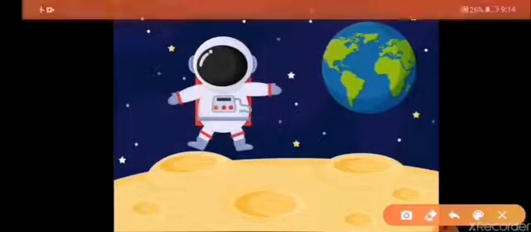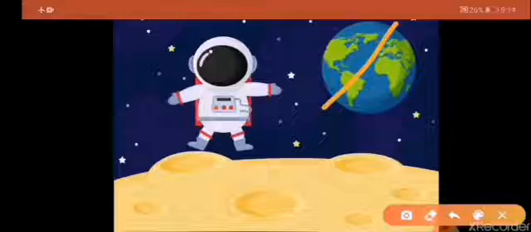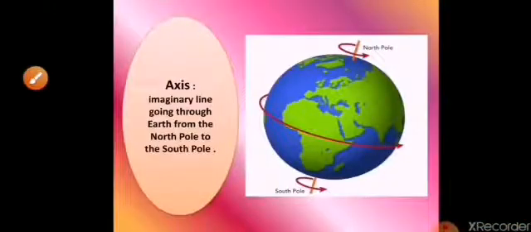We just imagine this line so we can imagine how the Earth is moving around itself and how it's moving around the sun. So, the Earth's axis is just an imaginary line going through it from the North Pole to the South Pole. Okay? And we call this imaginary line the axis.